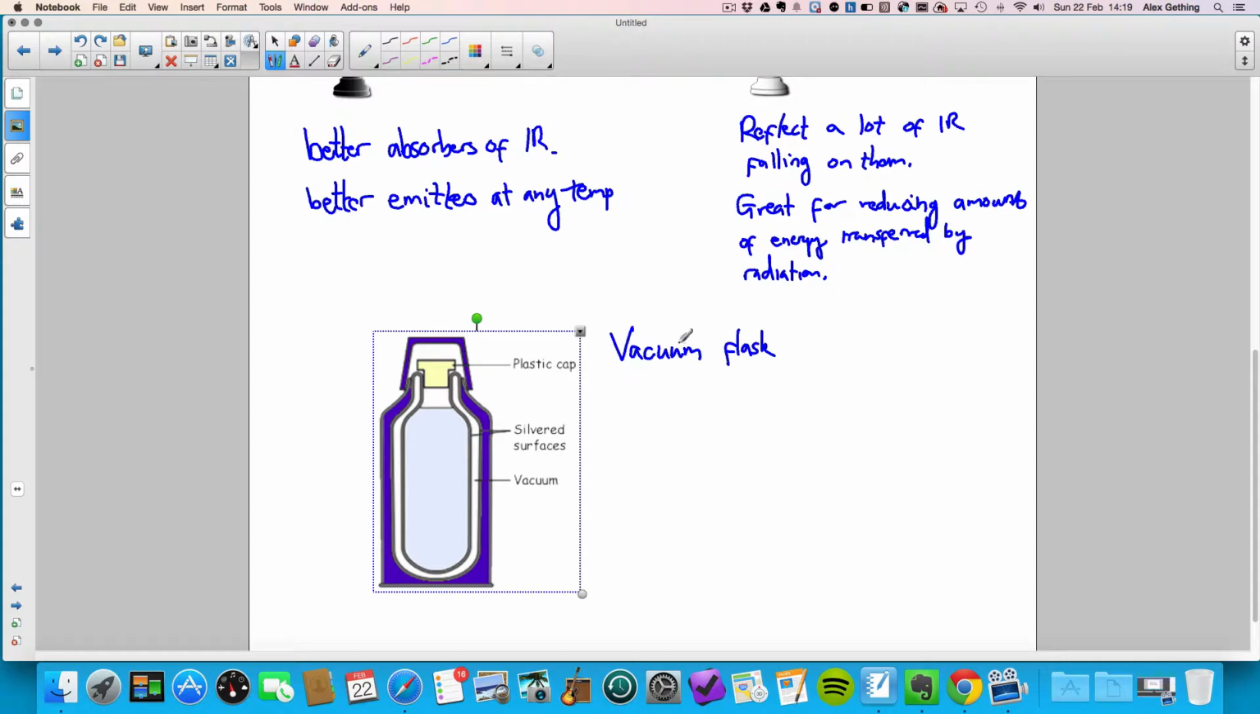I'll talk in more detail about the vacuum flask. It's a very common past paper question, and in 2013 in particular it springs to mind. You can see this makes use of the fact that silver surfaces are very good at reducing the amount of energy transferred by radiation, because they have this silvered surface inside the vacuum flask. And you'd have a question to explain each of the design features on the flask, and that would be one of them. We'll talk about the vacuum, and the plastic cap when I talk about conduction, convection and radiation in a little while.